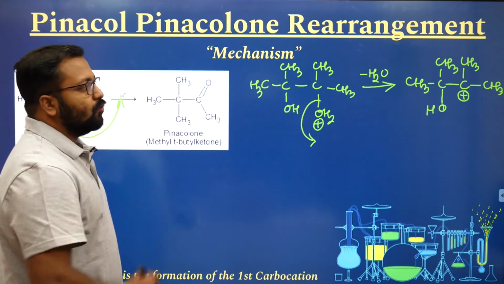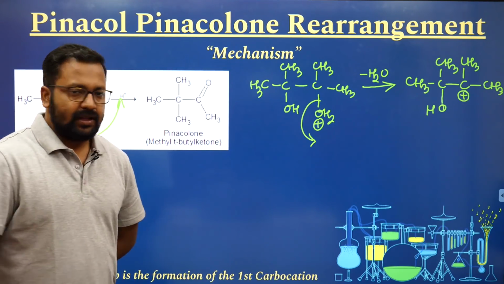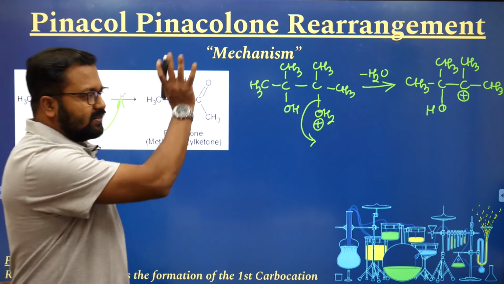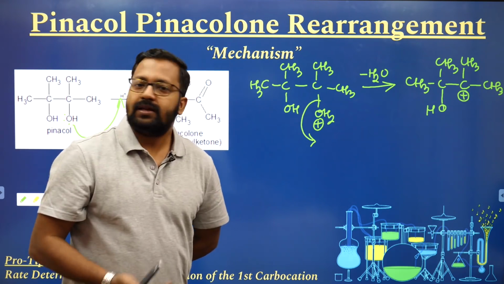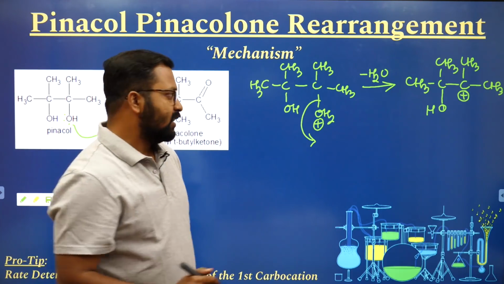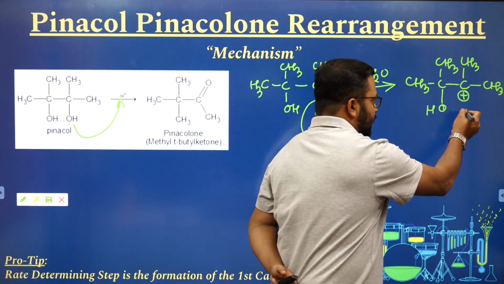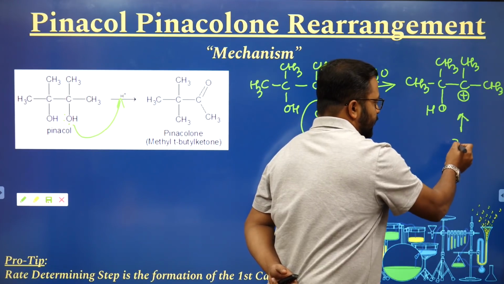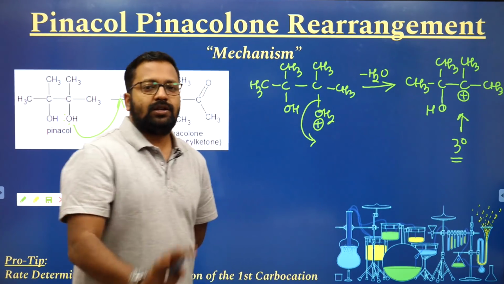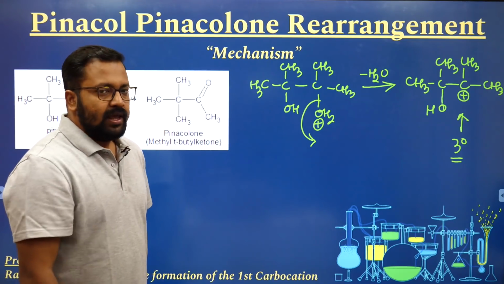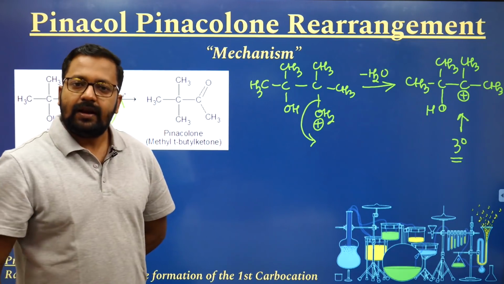Now, how do we know whether this carbocation will rearrange or not? Looking at this carbocation, it seems like it is a 3 degree carbocation, so it should not rearrange. So this carbocation is 3 degree. Let me write it over here. This carbocation is a 3 degree or tertiary carbocation. Tertiary carbocations are fairly stable. Now, why would a tertiary carbocation rearrange?